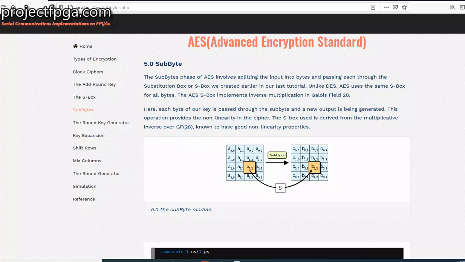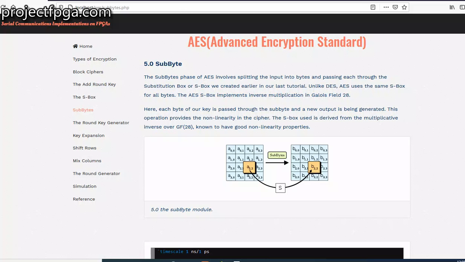So this is lesson 5. In this tutorial we're going to talk about the SubBytes. We already talked about the S-box in the last tutorial. So the SubBytes is what actually uses this S-box. The S-box is more like the lookup table. The SubBytes is what actually uses it.